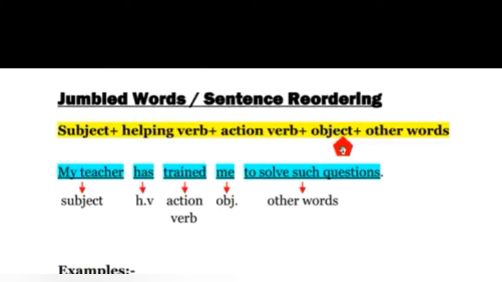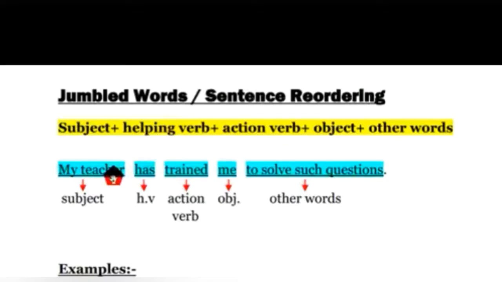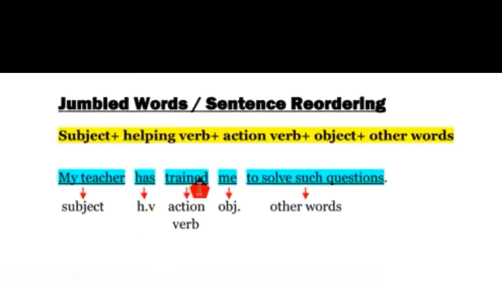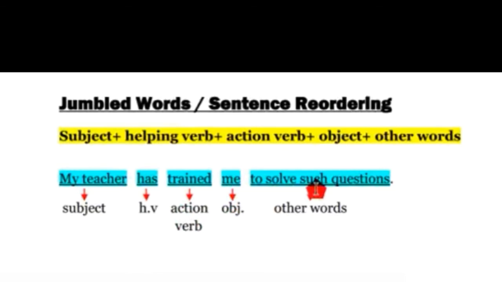Objects are those on whom the action is being done by the subject. It can be a noun or a pronoun. Other words means words that are left in the sentence. It can be an adverb or a phrase. Let's take the example. My teacher is a subject. Has is a helping verb. Trained is action verb. Me is object. And to solve such questions are other words.